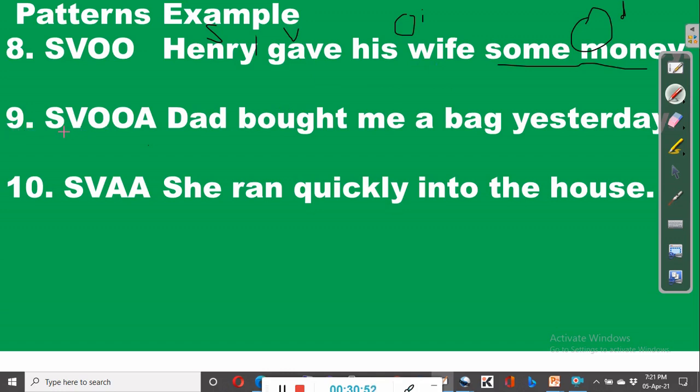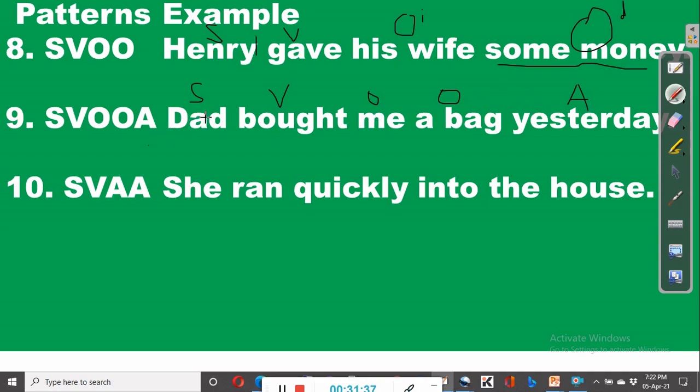Number 9, SVOOA, subject, verb, object, object, adjunct. All right, and the example is Dad bought me a bag yesterday. Dad is the subject, bought is the verb, me is the indirect object, a bag is the direct object, yesterday is the adjunct. An adjunct always answers the question when or where or how or for what purpose or to what extent. These are the various possibilities.